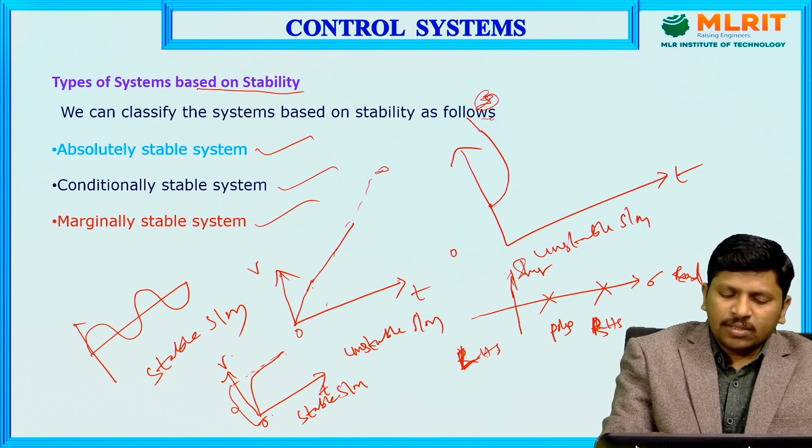Here, these two poles are present in the right half of the S plane. These types of systems are unstable systems.